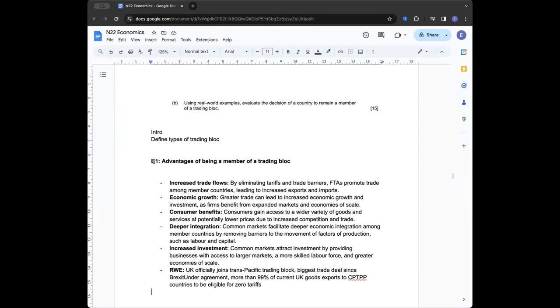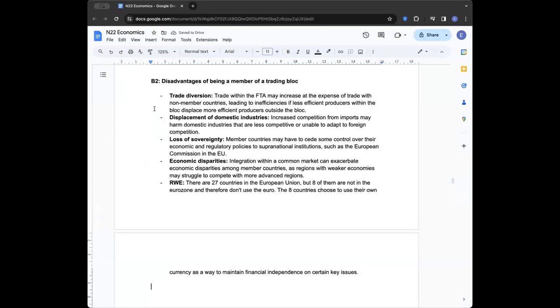And to prove that, I'm going to use a real-world example of the UK. The country recently has joined the Trans-Pacific trading bloc, the CPTPP, which is the biggest trade deal since Brexit. Under the agreement, more than 99% of current UK goods exports to CPTPP countries are eligible for zero tariffs. Next is about the disadvantages of being a member of a trading bloc.